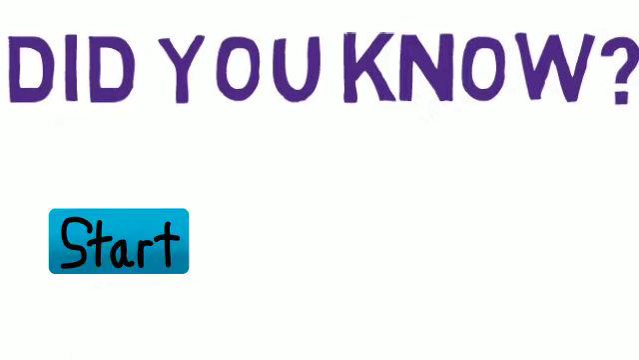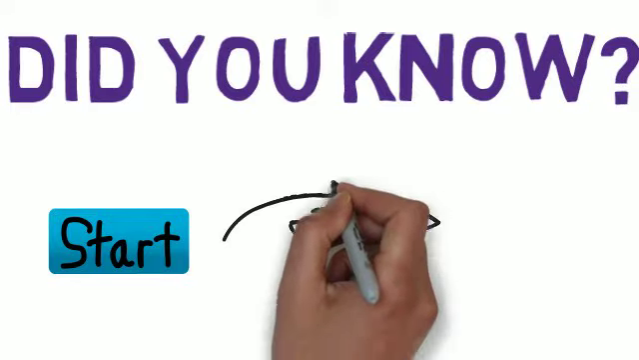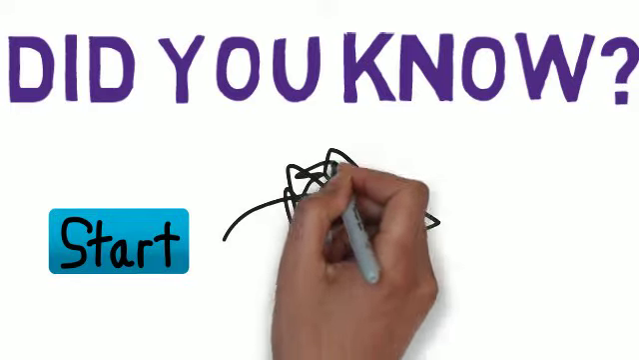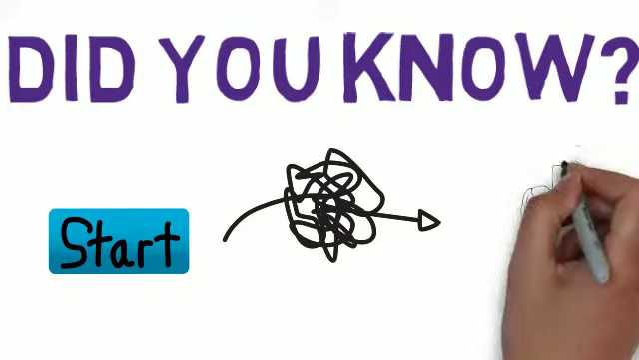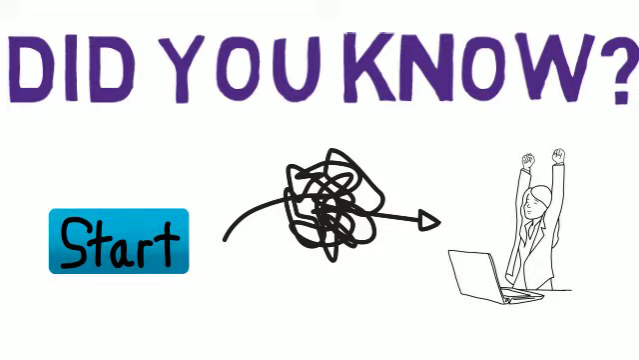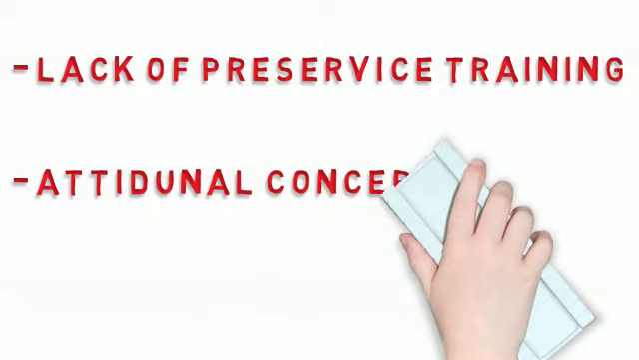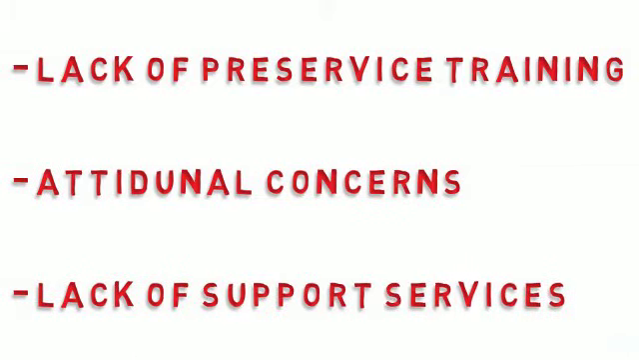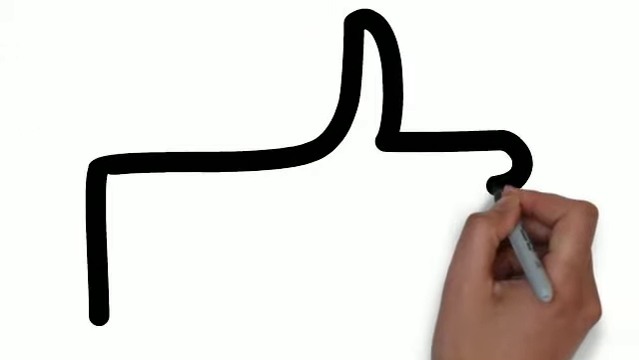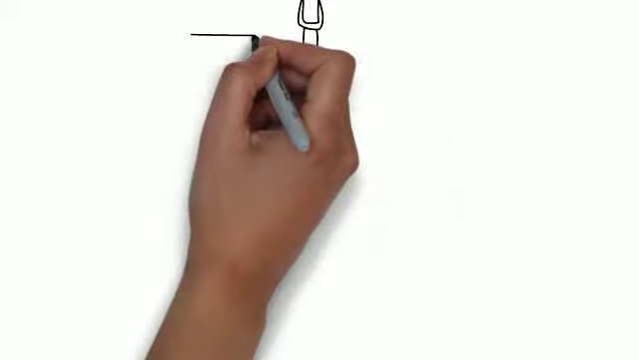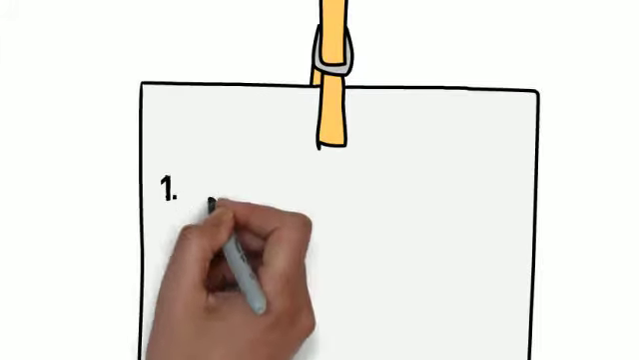Did you know national estimates and other indications are that most schools have a long way to go to train their staffs, particularly teachers, in the use of technology? This is primarily due to reasons such as lack of pre-service training, attitudinal concerns, and lack of support services. So what do we need to do to implement effective quality trainings? Well, let's take a look at the key elements needed in planning an effective model.